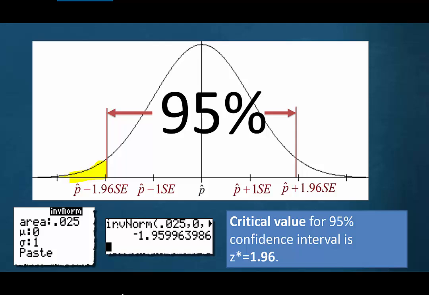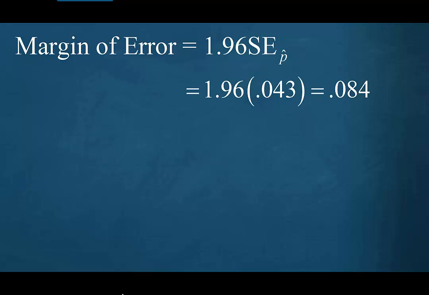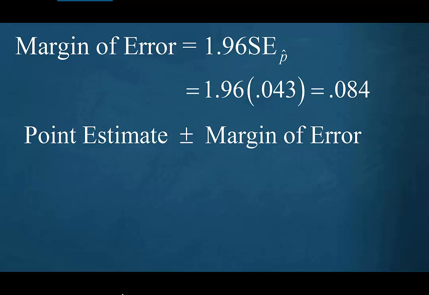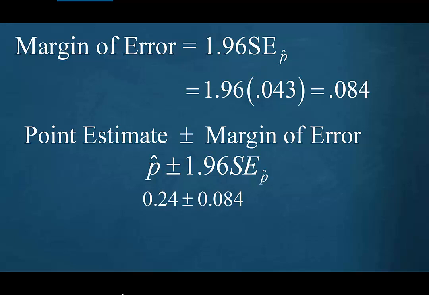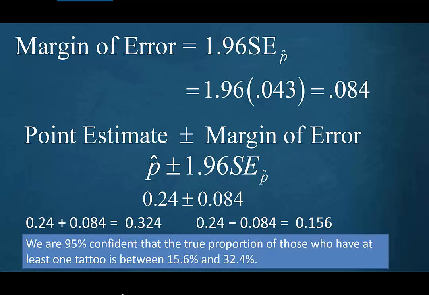So for our tattoo example, our margin of error would be 1.96 times the standard error of the sample proportions, which leads to 1.96 times 0.043, a slightly smaller margin of error, 0.084. And plugging this back into our pattern of point estimate plus or minus margin of error gives us 0.24 plus or minus 0.084. Adding and subtracting, we get that we're 95% confident the true proportion of those with at least one tattoo is between 15.6% and 32.4%, a slightly tighter interval.